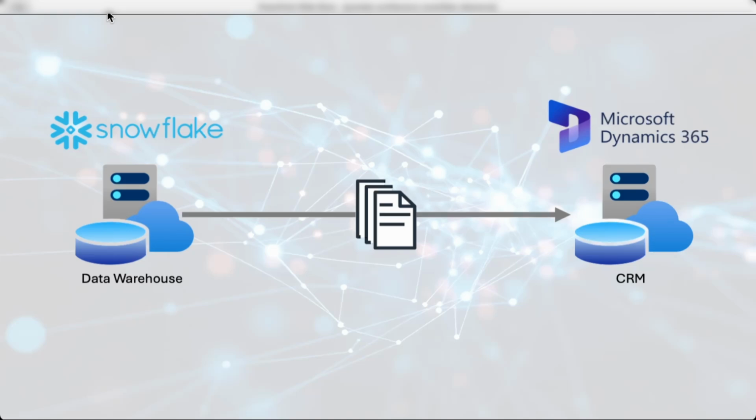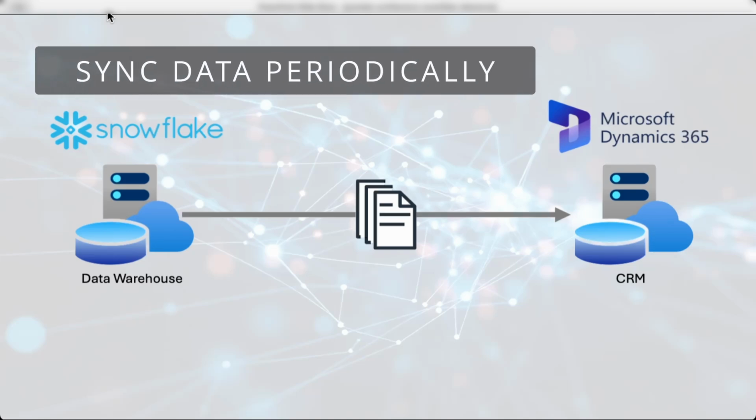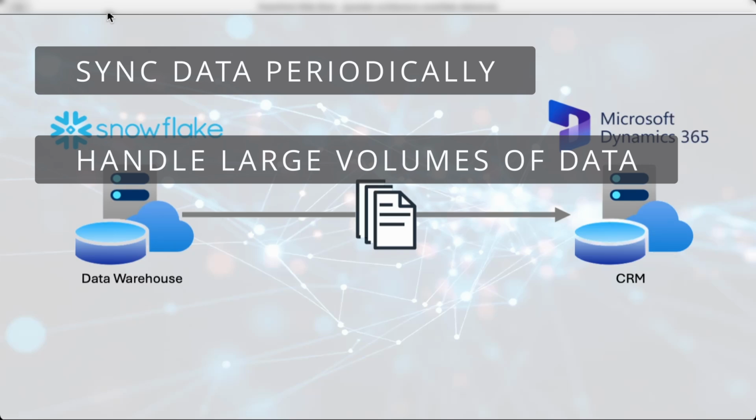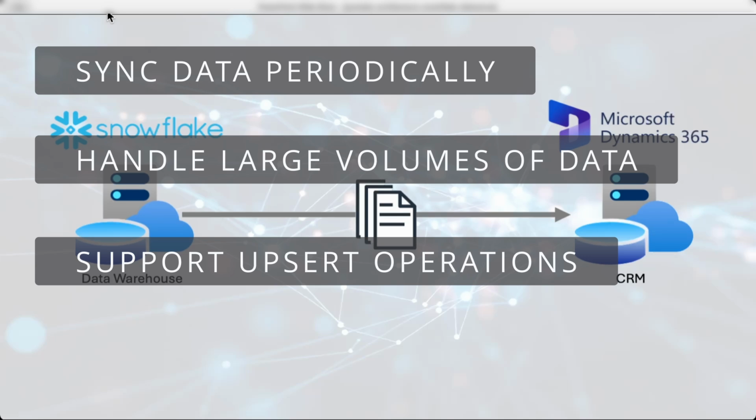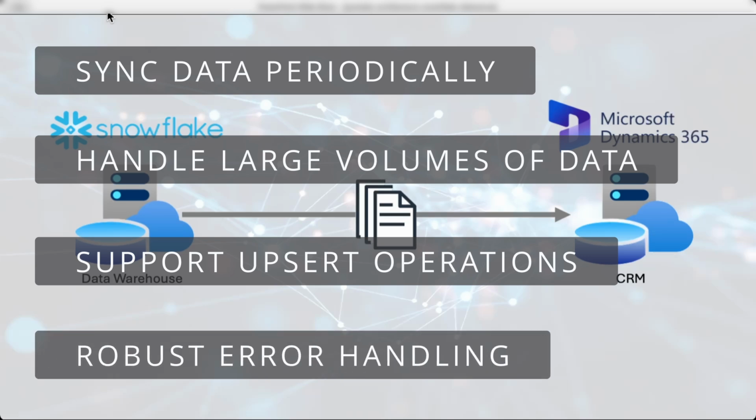This pattern is designed to sync data periodically, like daily or hourly, from the source system to the target system. Handle large volumes of data efficiently without overwhelming the system. Support upsert operations. Upsert means update or insert, meaning it can update existing records or insert new ones without requiring manual checks. And the last one, provide robust error handling so you can identify and fix issues at the row level.